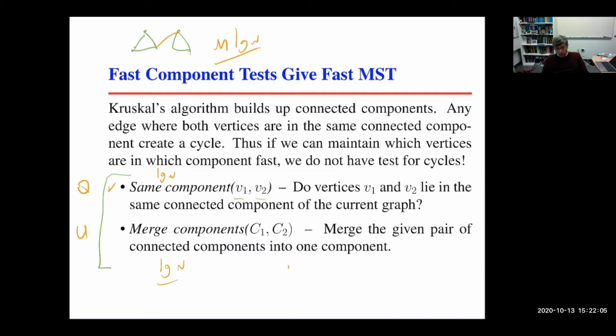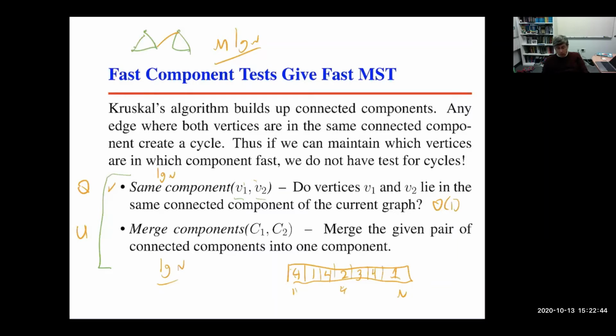Just so you get a better idea, what I thought you were going to say. What if I kept an array from 1 to n, and it told me the component number each vertex was in? If I wanted to know whether 1 and 4 were in the same component, I could simply test this, right? With this kind of a data structure, I could do my same component test in constant time, right? Are 1 and 2 in the same thing?